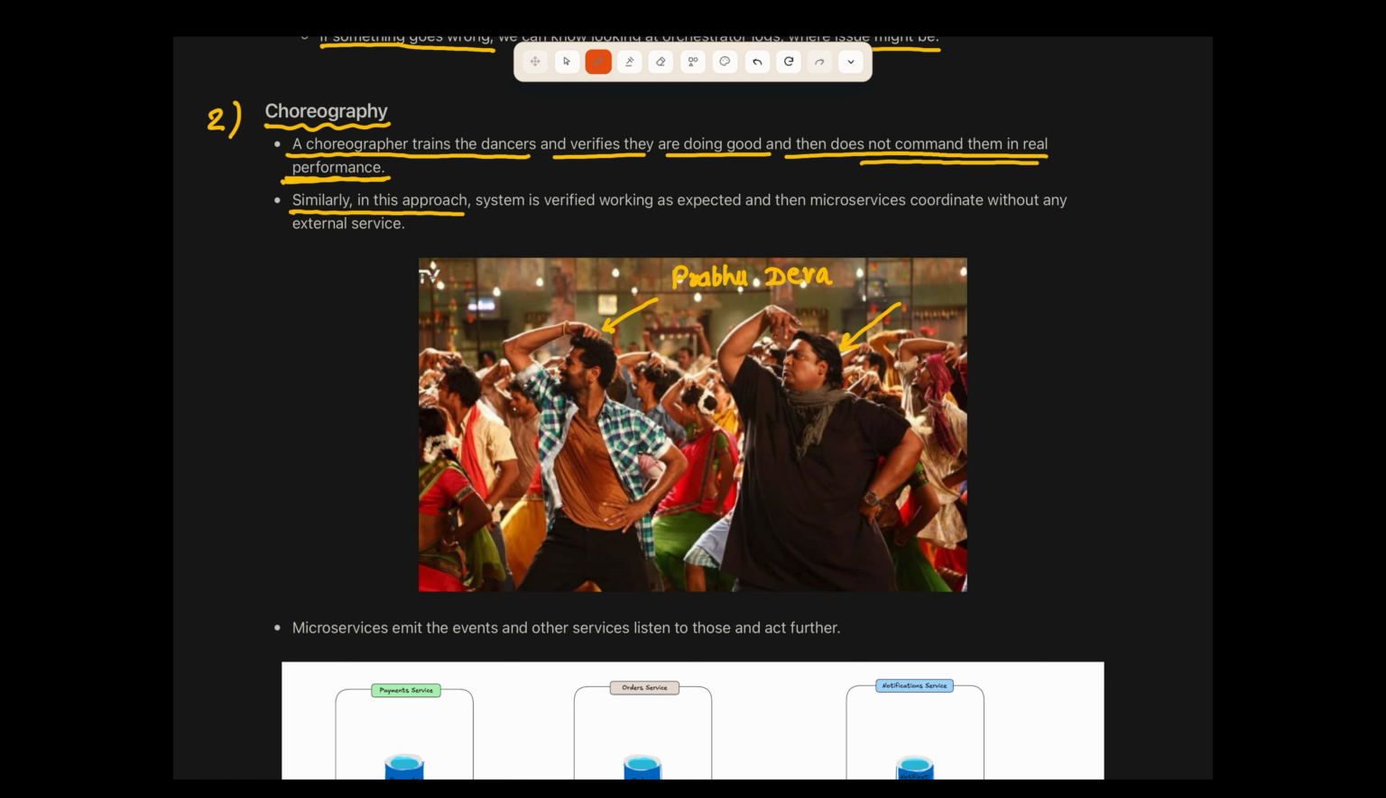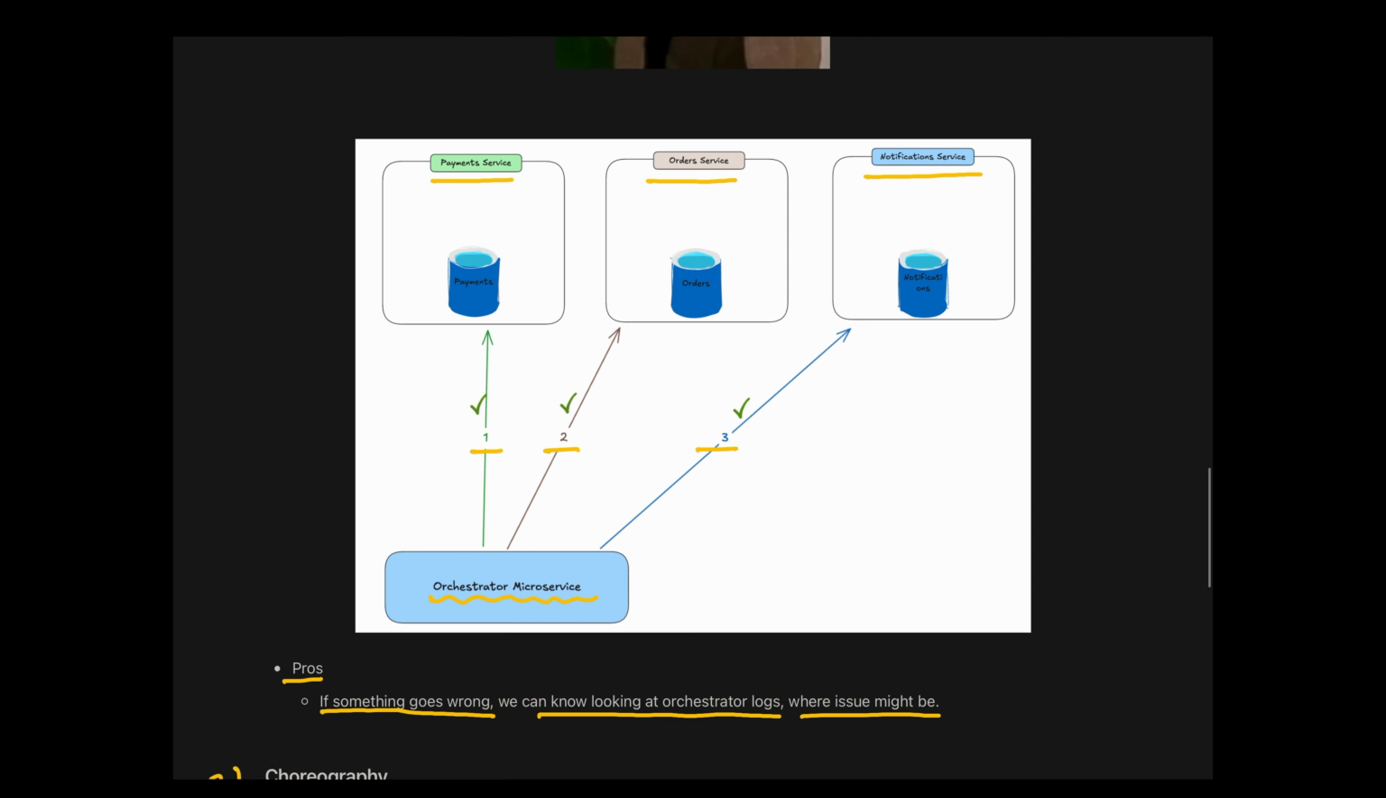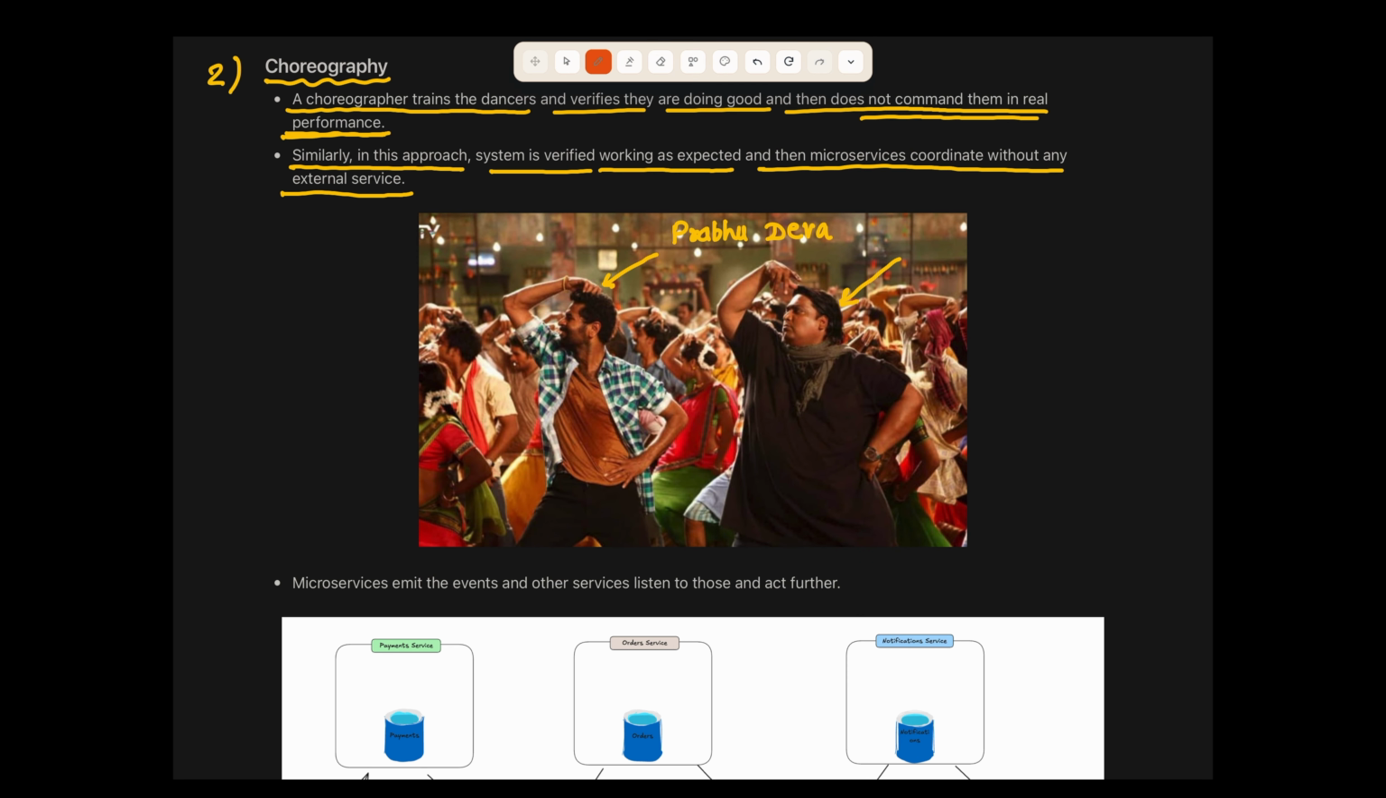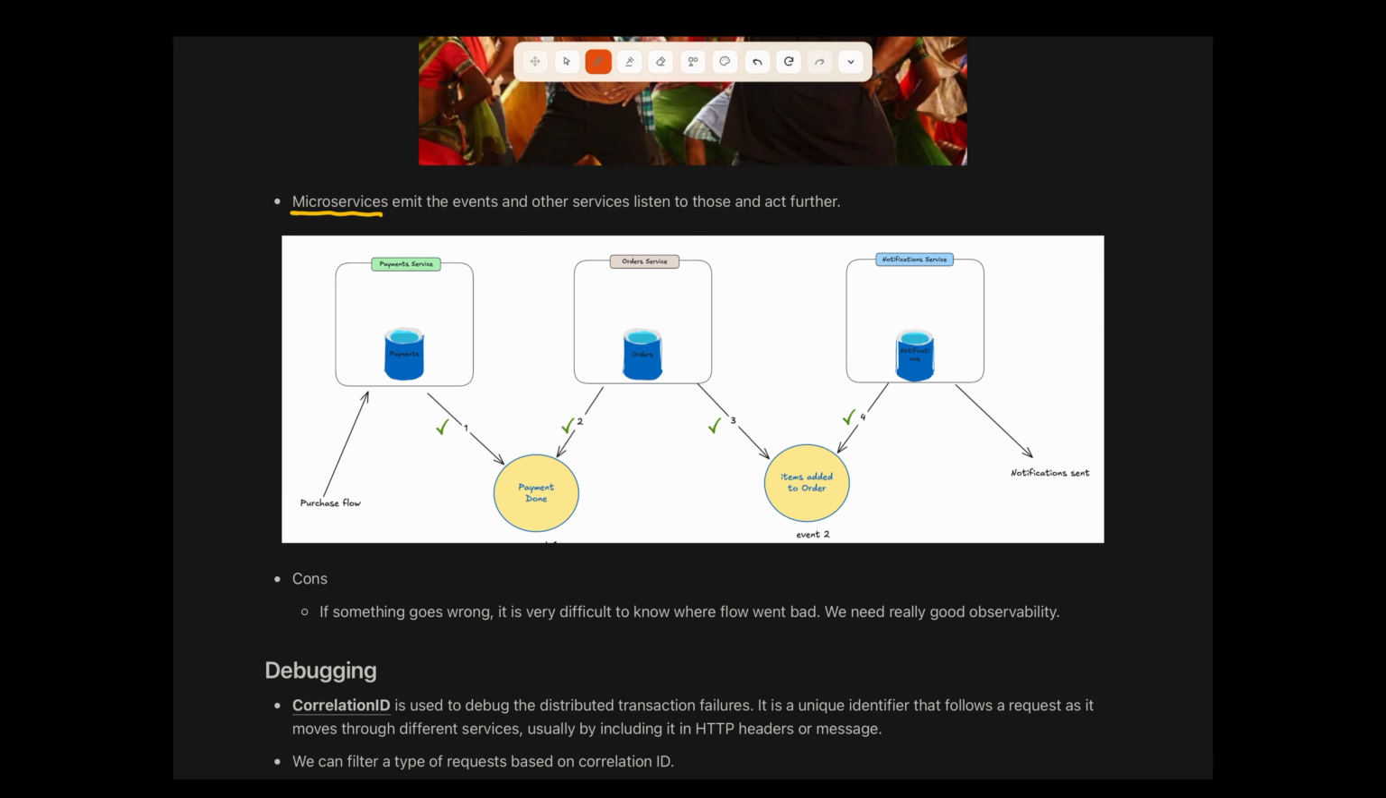Similarly, in this approach, the system is verified and working as expected, and then microservices coordinate without any external service. While building the microservices itself, they are monitored and designed in such a way that they will work as expected, and in real production they are not controlled by any other service. In orchestration, we saw that there was an orchestrator microservice. We do not have such a provision here in choreography. So each microservice emits events and other services listen to those and act further.